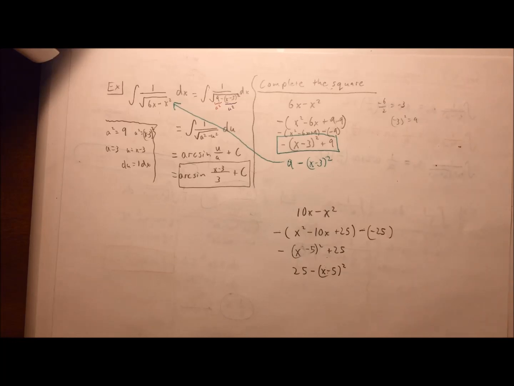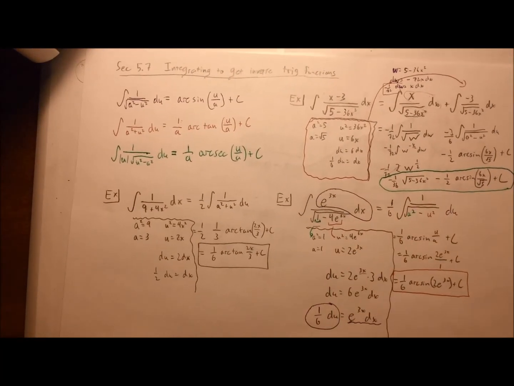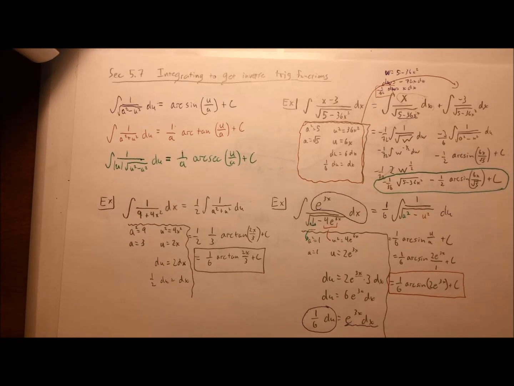All right. So that is integrating to get the inverse trig functions. Figure out what a squared is, figure out what u squared is, and go to town.